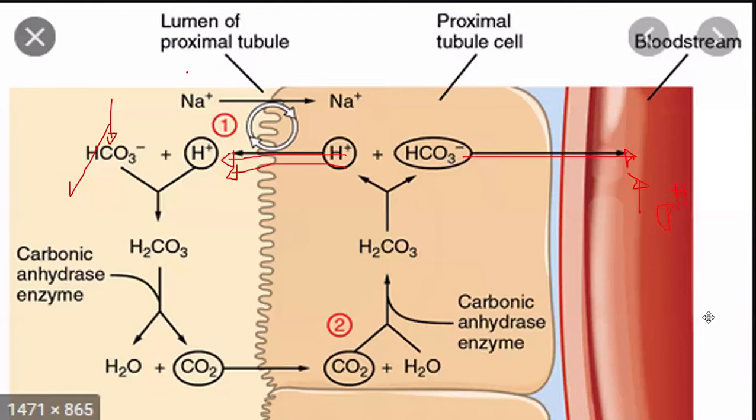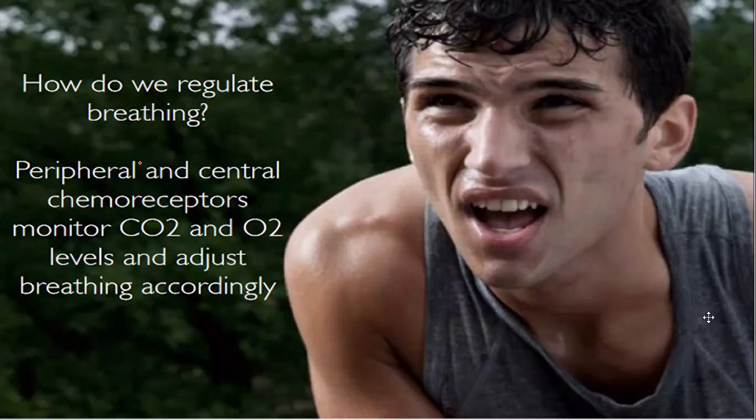So, how do we regulate our breathing? Peripheral and central chemoreceptors monitor the carbon dioxide and oxygen levels and adjust breathing accordingly. Okay, before I proceed further, because we're about to finish, don't forget about this, doctors. This will appear: the carotid sinus in our body. You just Google search the carotid sinus. At the carotid artery, there's a sinus portion.